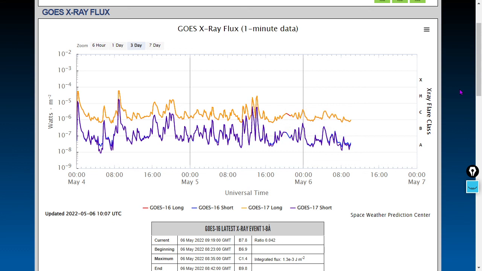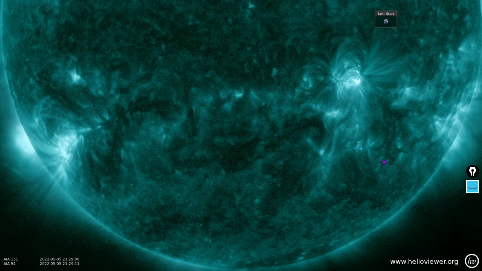The radio flux now at 120 solar flux units. If you're wondering what the radio flux is, it's the most proportional data set to sunspot number. And a solar flux unit is equivalent to 10,000 joules of radio flux density.